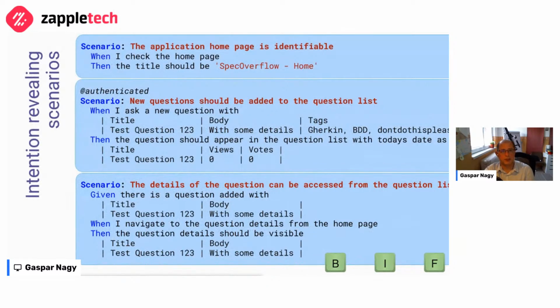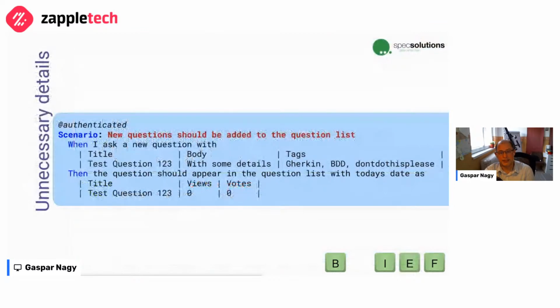But if you look at these scenarios, you will still see that there are a couple of unnecessary details in there. If you think about this scenario, which is checking that new questions should be added to the question list, in this particular scenario what the body and what the tags were are absolutely unimportant. They are not actually verified in the then step. It doesn't matter what you write there, it will work anyway. So in this form, in the scenario, they are causing more noise than really helping.